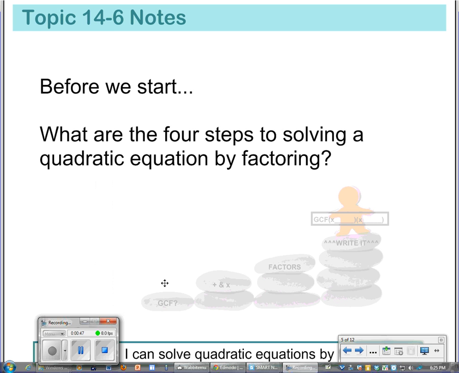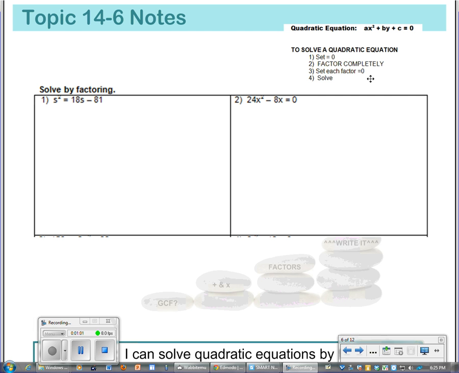Before we start, we're going to be solving quadratic equations by factoring yet again. You will need to know what the 4 steps to solving those quadratic equations are. If you need to, refer to your notes on topic 14-5. They're listed there. I've also copied them into this PowerPoint, and so you're able to see them. Again, let me make my correction where it should say ax squared plus bx plus c.